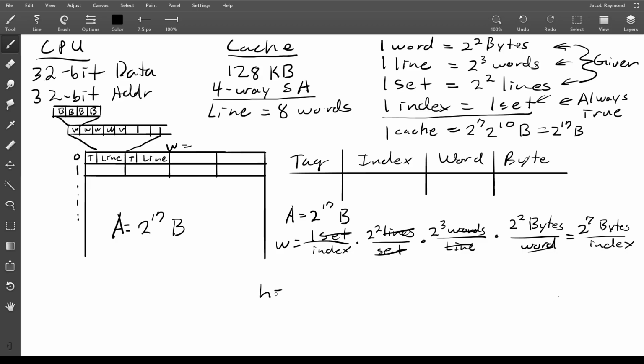And so our height here is just going to be area divided by width. And so our area is 2 to the power of 17 bytes. Our width is 2 to the power of 7 bytes per index.